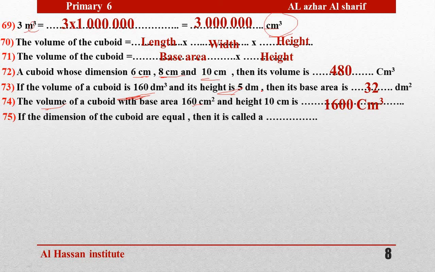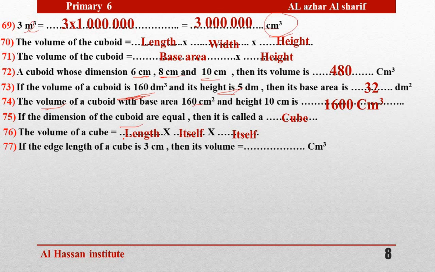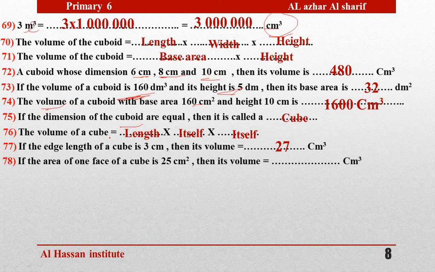If the dimensions of the cuboid are equal, then it is called a cube. Here in this example, he gives me a cuboid whose dimensions are equal, meaning length equals width equals height, so it is called a cube. Next, the volume of a cube equals length times itself times itself. If the edge length of a cube is 3 centimeters, then its volume is 3 times 3 times 3 equals 27.